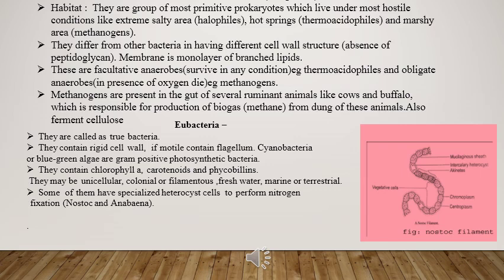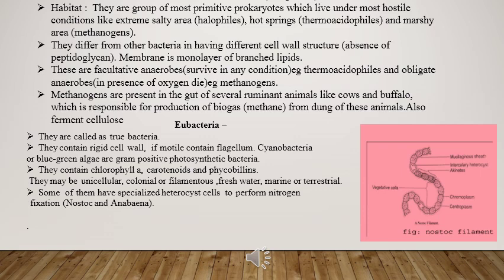For example, methanogens. So what are these methanogens? These are the bacteria that are present in the gut, the alimentary canal, of ruminants. Ruminants are the herbivores, grass grazing animals like cows and buffalo. These bacteria help in the production of biogas from the dung of these animals and also help in the fermentation of cellulose. Fermentation means breakdown of cellulose.